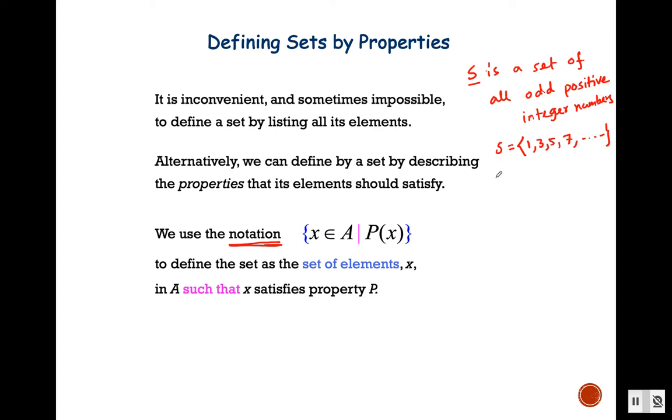Sometimes we cannot possibly list all the numbers, because by listing them we cannot say what the properties of each of the numbers are, or what this set is about. So in that case we can use a different notation. In that notation this looks like this. This notation is known as set builder notation.